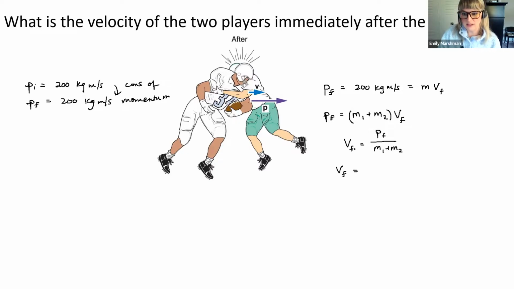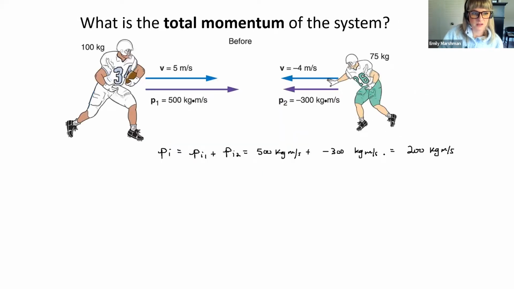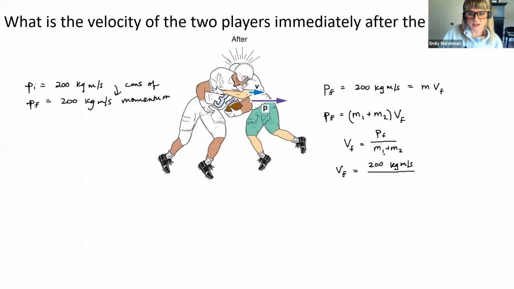The final momentum is equal to the initial momentum. It's 200 kilogram meters per second divided by the total mass of the two players. Now, what was their mass? 100 kilograms and 75.